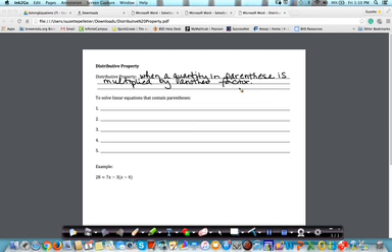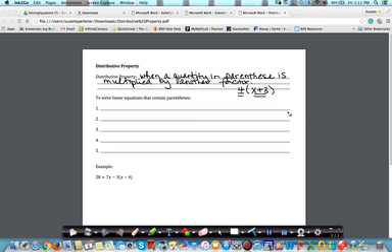What does it look like? 4 times x plus 3. So a quantity in parentheses, the x plus 3, is being multiplied by another factor. So that x plus 3 is being multiplied by 4. So we have a distributive property situation here.